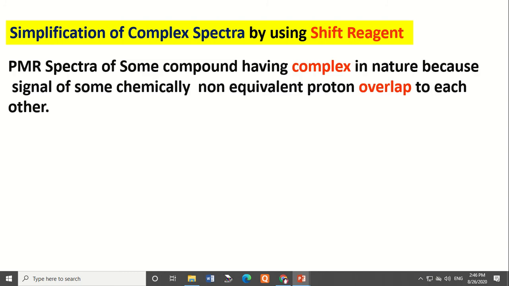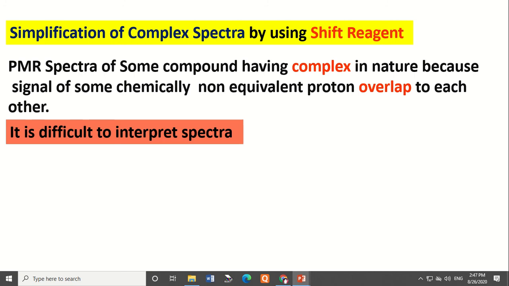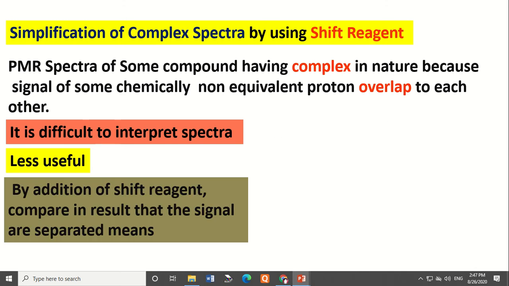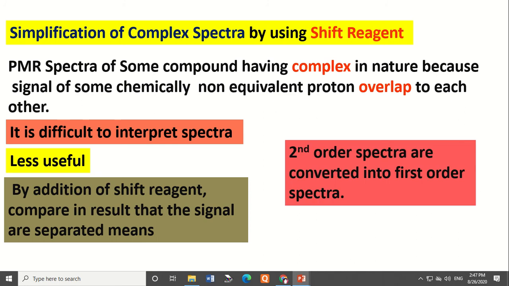Friends, in some NMR spectra, the chemical shifts of the protons are very close to each other. At that time, the peaks of such protons merge with each other and give a complex nature to the spectra. Therefore, such spectra are not useful because accurate information on chemical shift and multiplicity is not obtained. So it is necessary to use shift reagent to convert the complex spectra into first order spectra, meaning second order spectra converted into first order spectra.